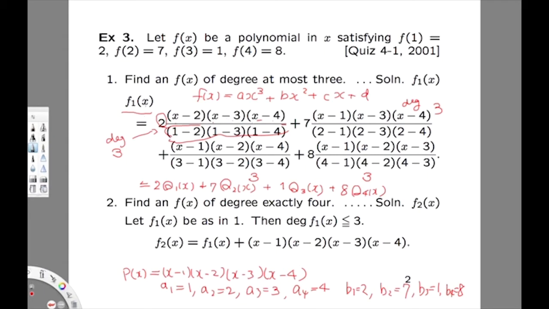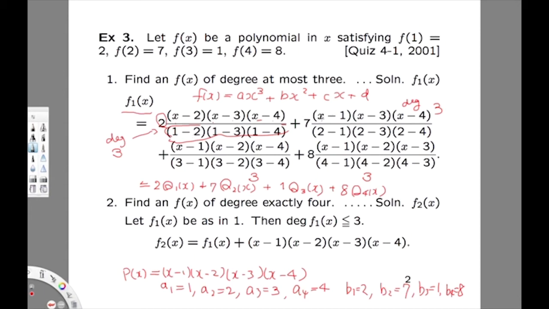Okay, so if you plug 1 into x in f1 of x, you get 1 minus 2, 1 minus 3, 1 minus 4, and that is exactly the same as the denominator sitting here. So that cancels out, and you get 1, but since you have 2 here, the value of this part, if you plug 1 into x, you will get 2.